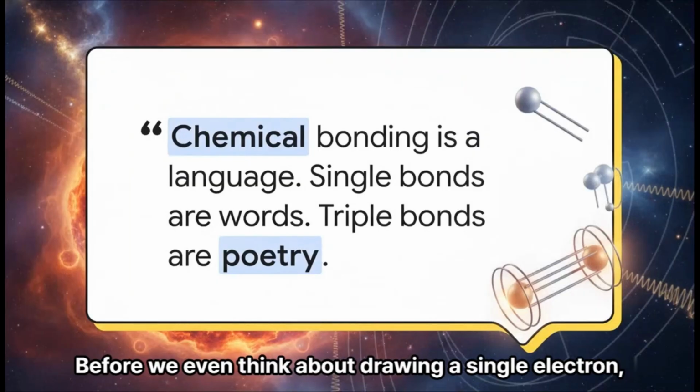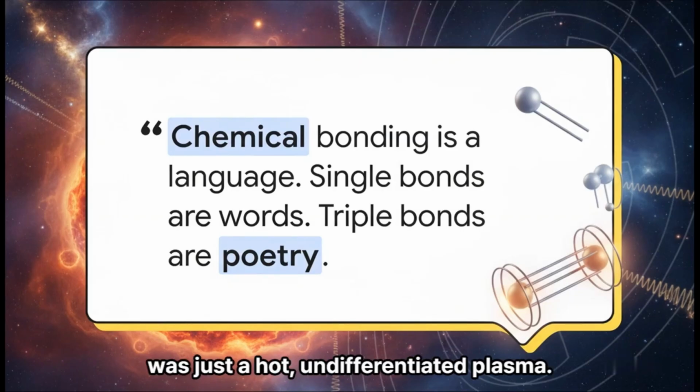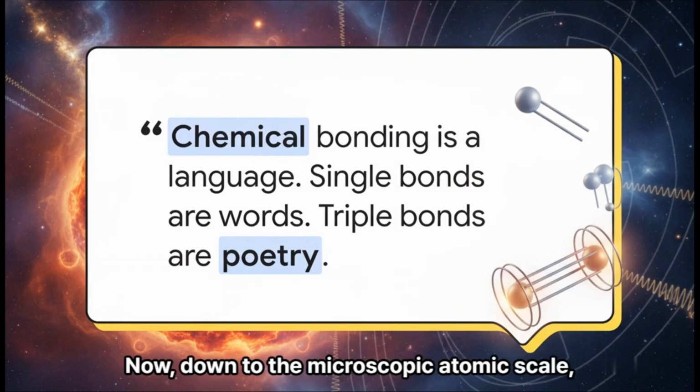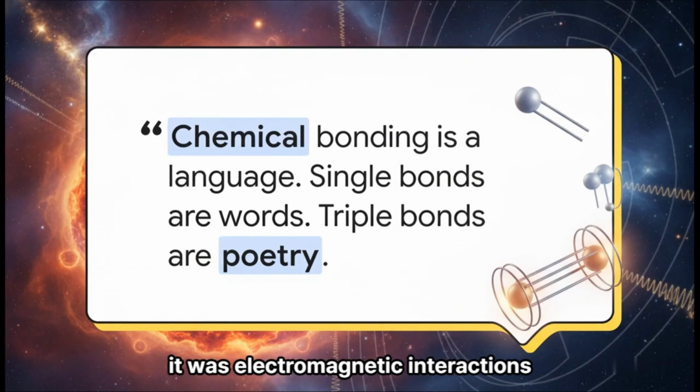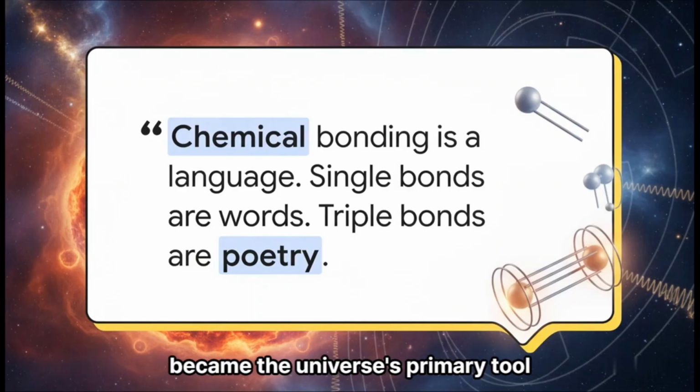Before we even think about drawing a single electron, you gotta ask yourself, why do chemical bonds even exist in the first place? To really answer that, we have to rewind all the way back to the Big Bang. See, the early universe was just a hot, undifferentiated plasma, but as it cooled down, gravity started pulling matter together to build stars and planets. Now, down to the microscopic, atomic scale, it was electromagnetic interactions that built complexity. Electrons, whether they were being shared or transferred, became the universe's primary tool for actually creating structure.